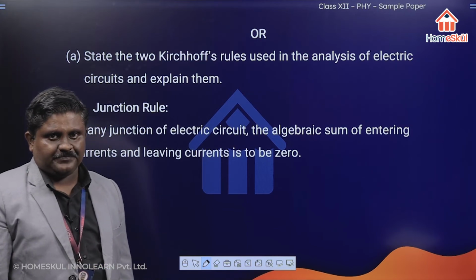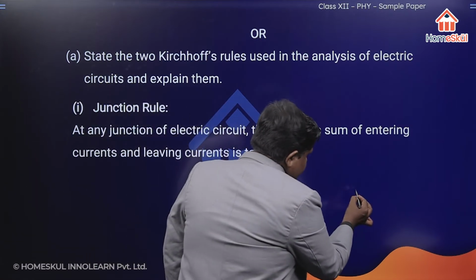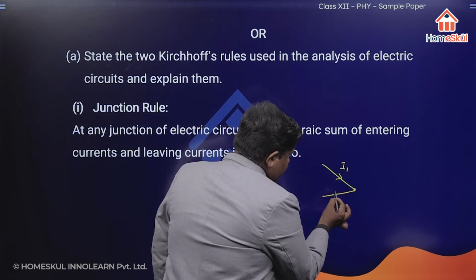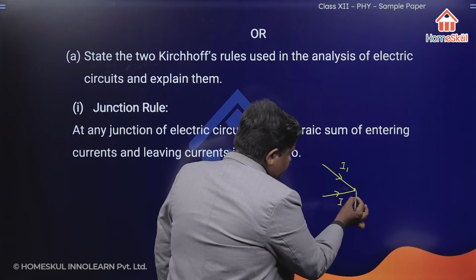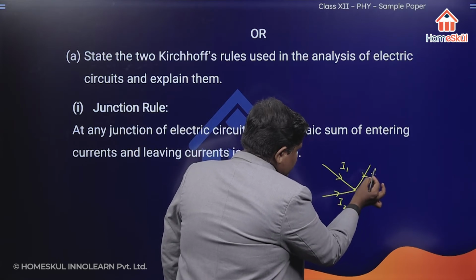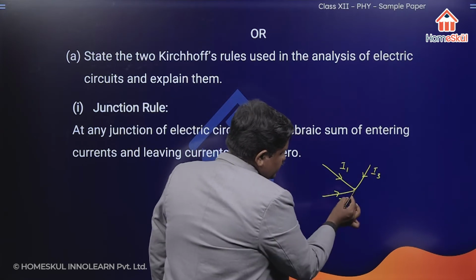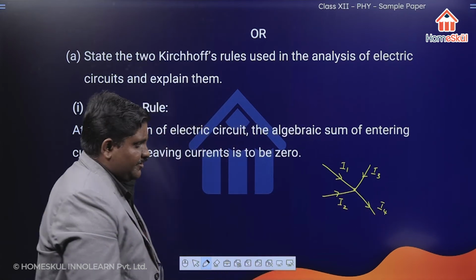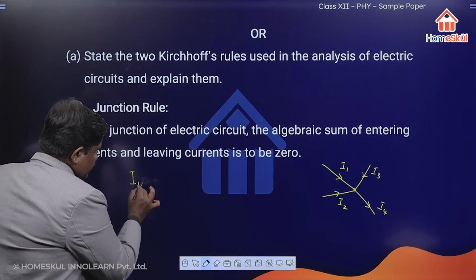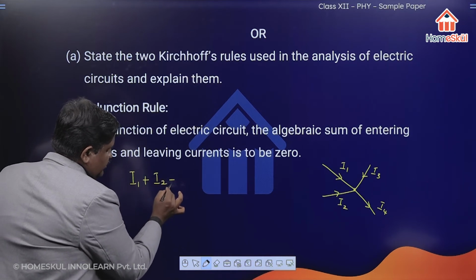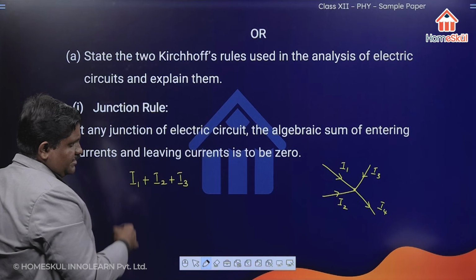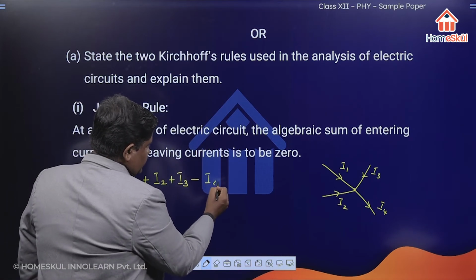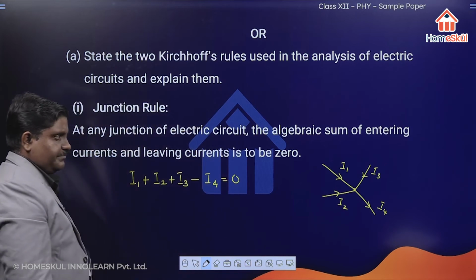Here we consider a junction in which the current I1, current I2 and current I3 are coming to the junction, and current I4 is leaving from the junction. According to the sign convention, we have to add the currents which are entering into the junction, and if the current is leaving from the junction, we have to take it as negative, that is, subtract it. That is equal to 0.